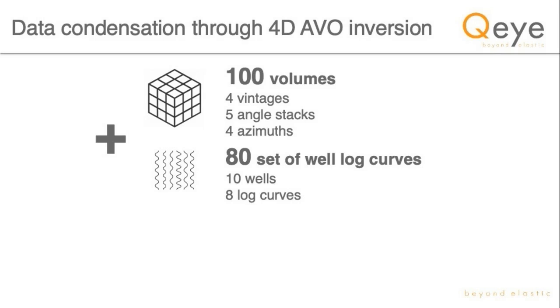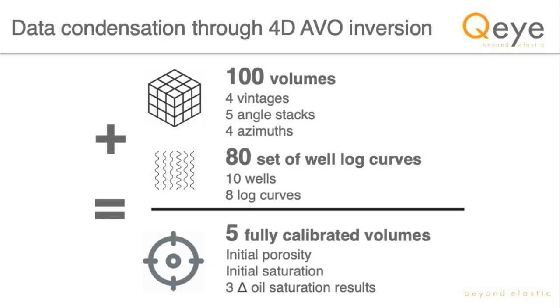If you then in the field have maybe 10 wells, a minimum of 8 well log curves for each well, which I think is fairly realistic, you also have 80 sets of well log curves. So this is quite a lot of data, both to handle, but also how do you want to integrate it. But through the 4D inversion process, you could really condense this down to 5 calibrated volumes.